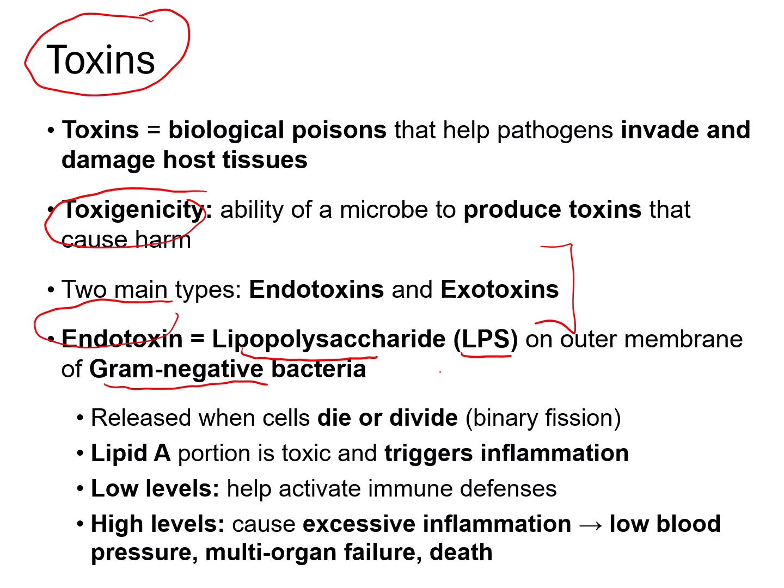The lipid A portion of that lipopolysaccharide is toxic, and it triggers inflammation by activating our immune system. At low levels, this can help fight infection by triggering things like fever. But at high levels, it leads to extreme fever, low blood pressure, and potentially multi-organ failure and shock. Endotoxin, unfortunately, is also heat stable, so it can survive most heating processes.